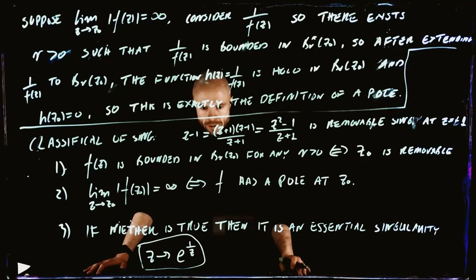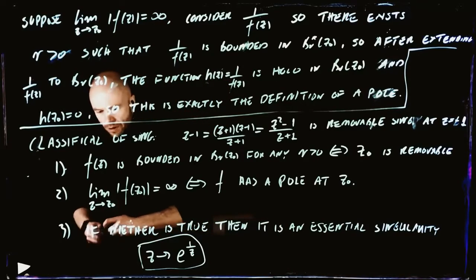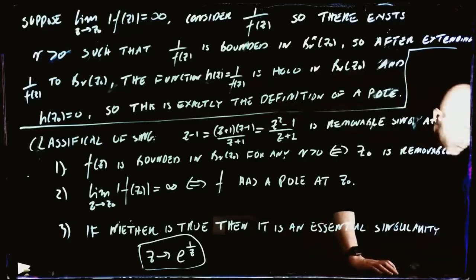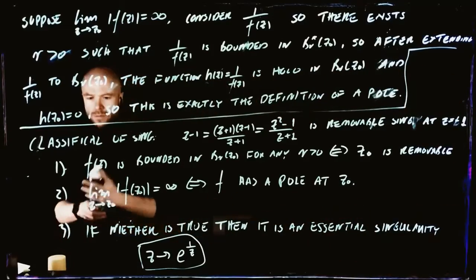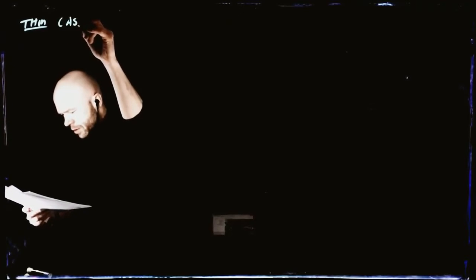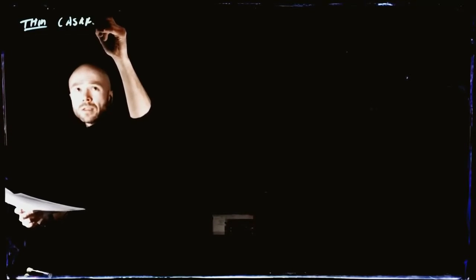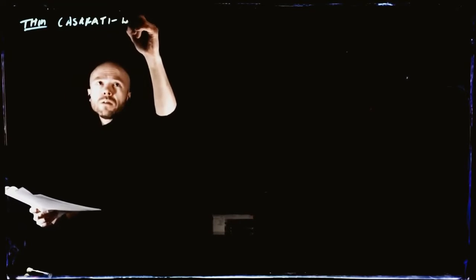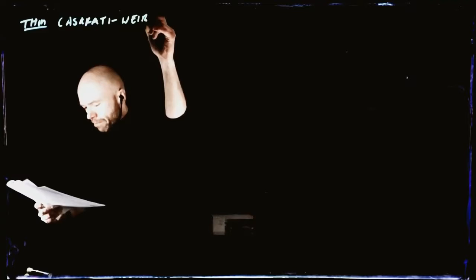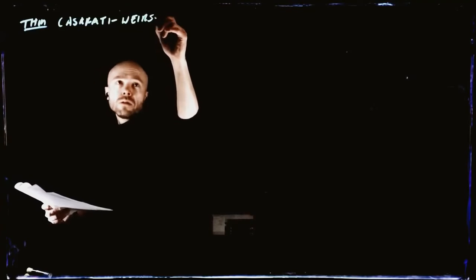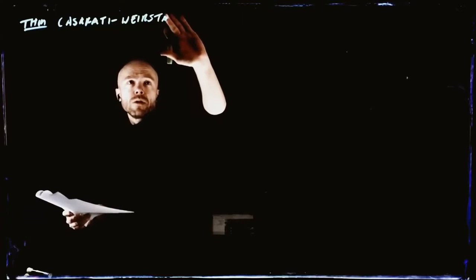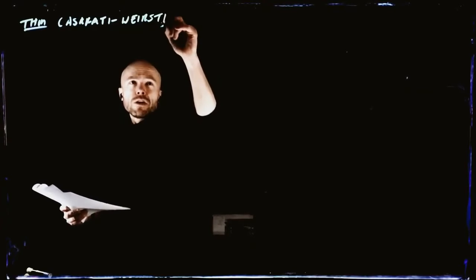Cool. All right, so let's prove a theorem about essential singularities. This theorem comes with a name. It is Casorati, Weierstrass. I'm probably misspelling these names, but Weierstrass, of course, you've heard of.